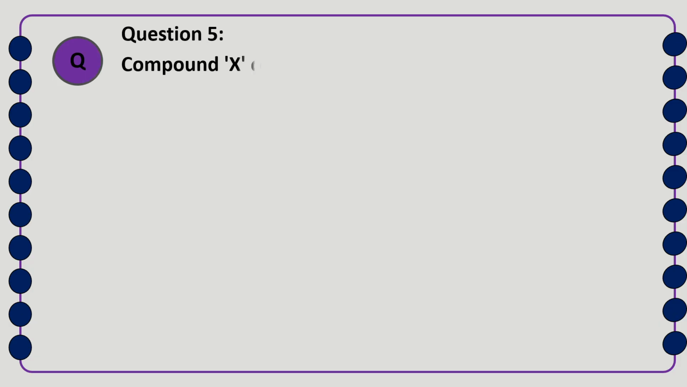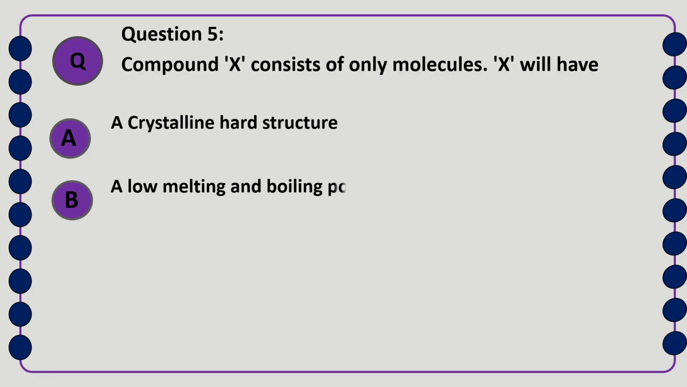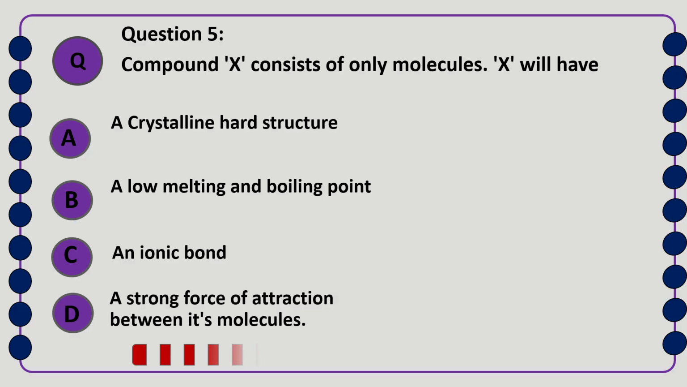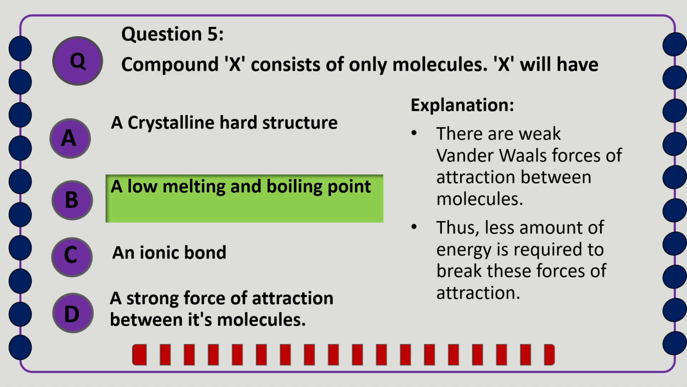Question number 5. Compound X consists of only molecules. X will have a crystalline hard structure, low melting and boiling point, an ionic bond, a strong force of attraction between its molecules. The correct answer is low melting and boiling point.